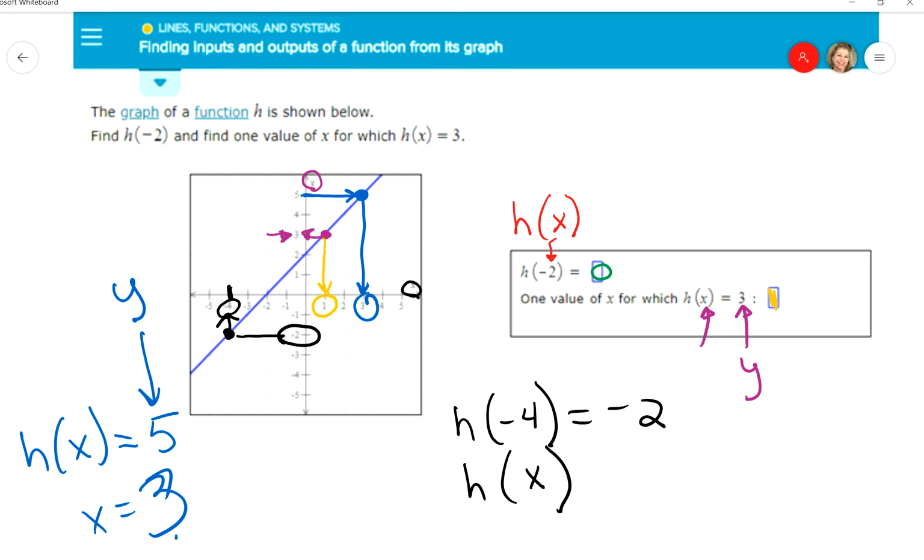That's all there is to that. It's just basically either looking at x and then finding the y, or looking at the y and finding the x.